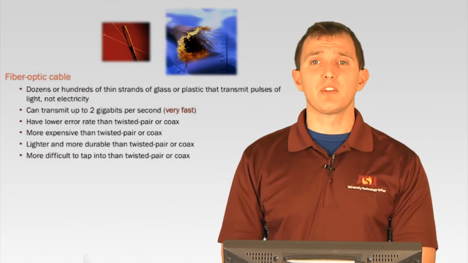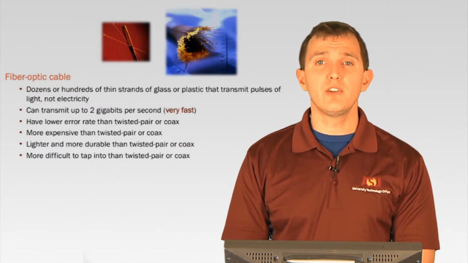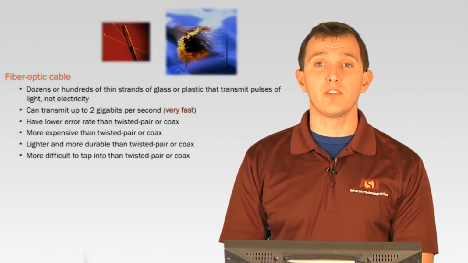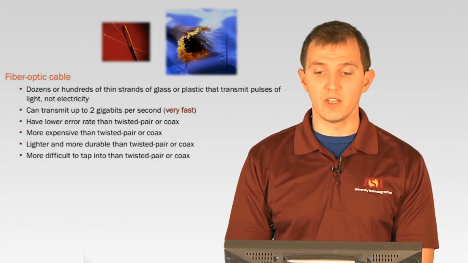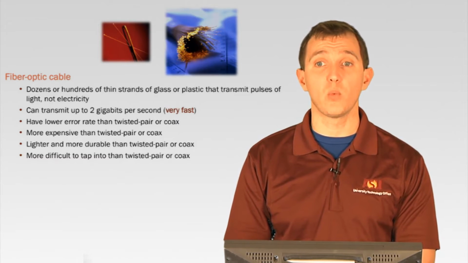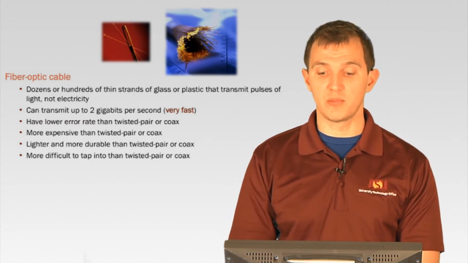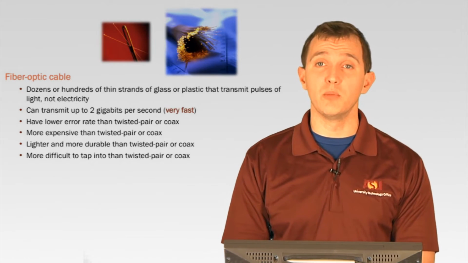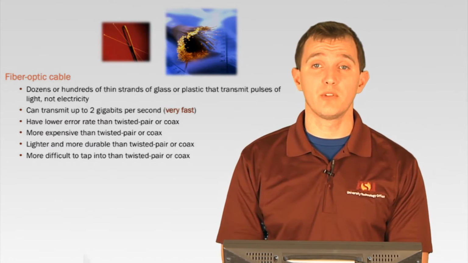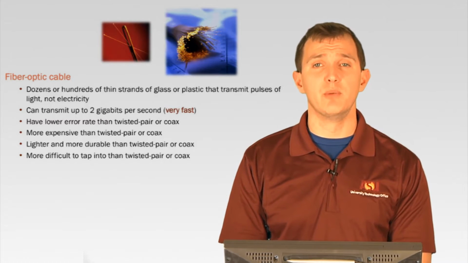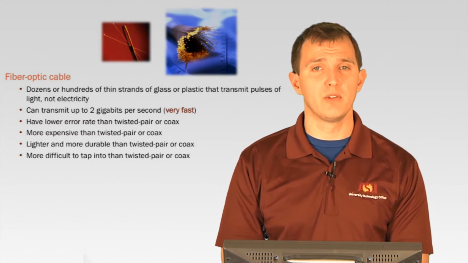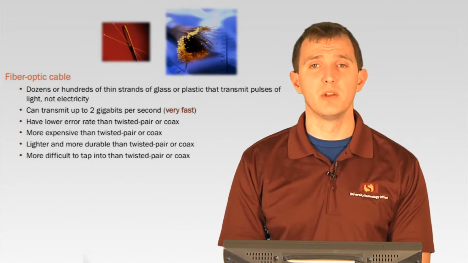And then fiber optic cable sends tiny little impulses of light as zeros and ones, and of course for that reason it is by far the fastest wired connection. As you can see, it can transmit data up to 2 gigabits per second, which would be 2 billion bits per second, which is, as you can imagine, pretty substantial. It really kind of boggles my mind to think about 2 billion bits per second.